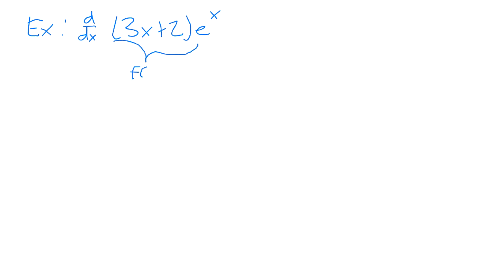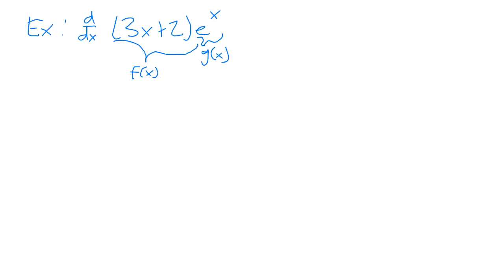So now let's say we're wanting to find the derivative of (3x plus 2) times e to the x. One way we can solve this is to break this up into two functions. We can say that 3x plus 2 can be f of x, and then we can let e to the x be its own function, g of x. So now let's go ahead and set this up.